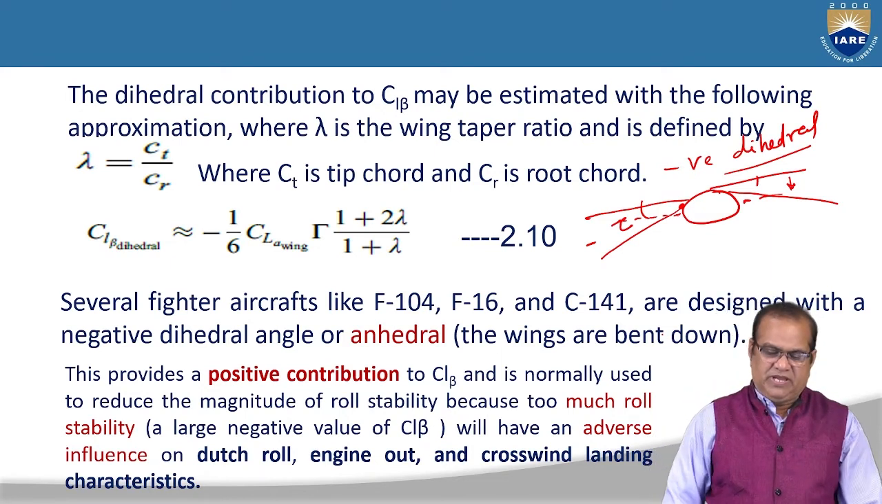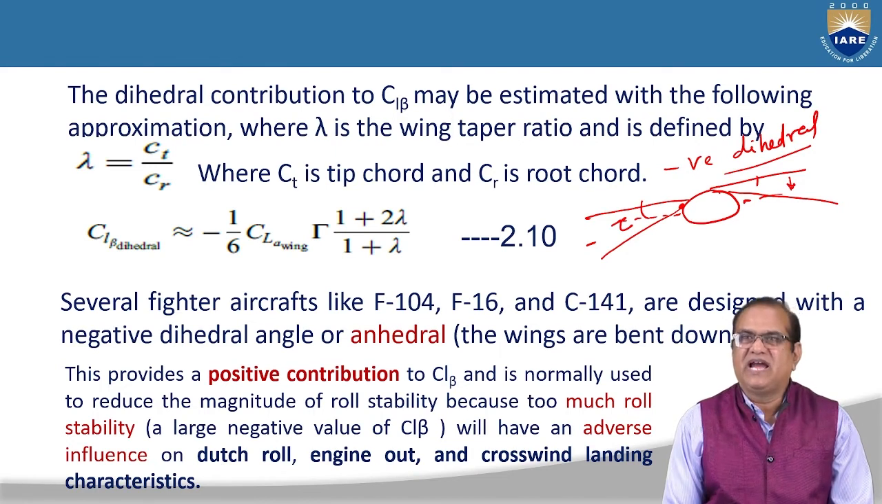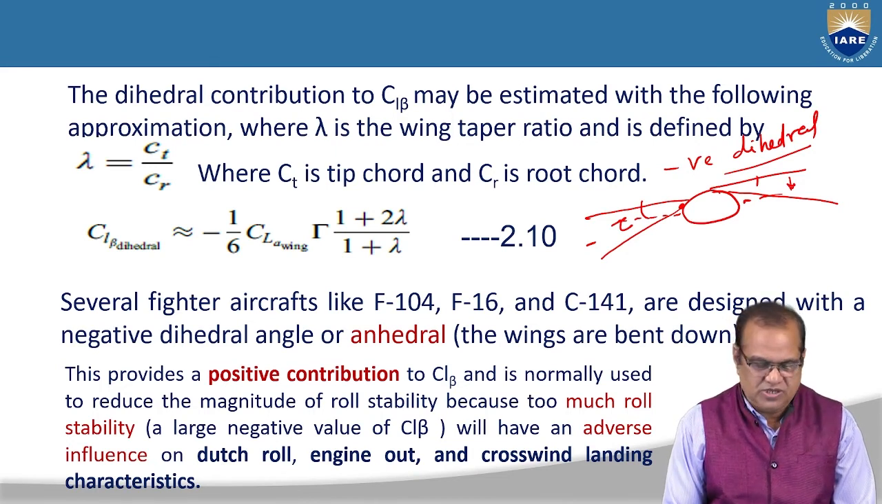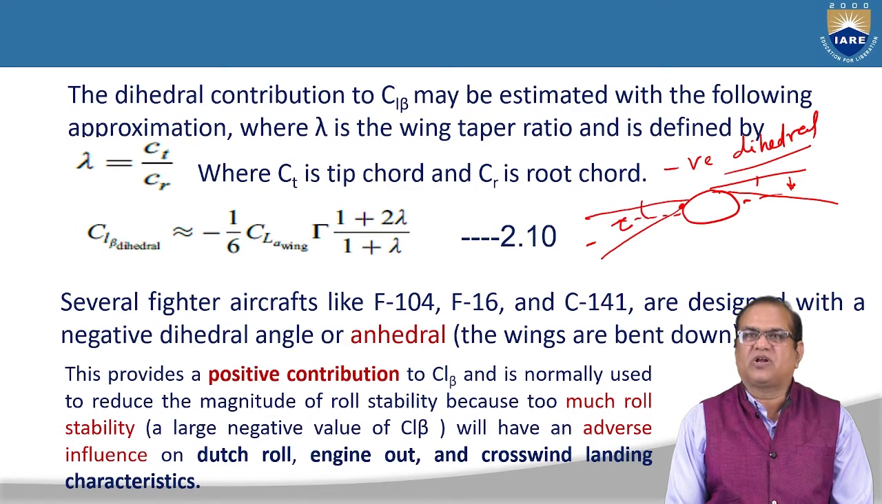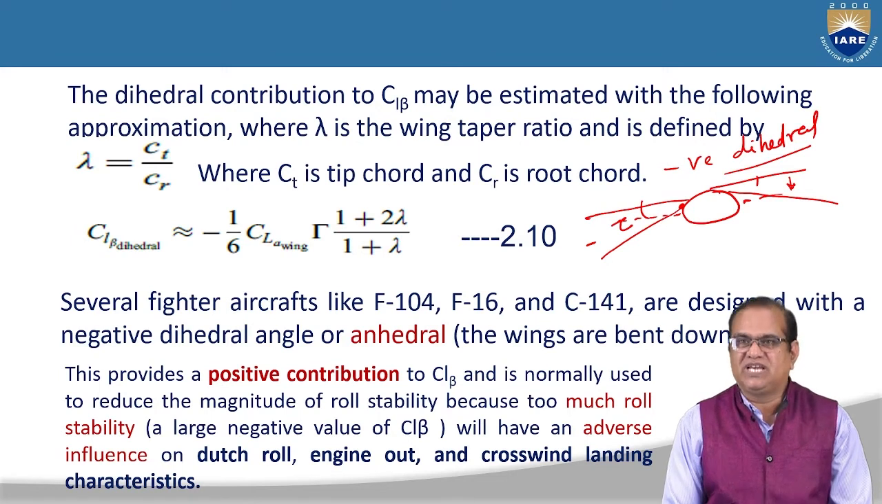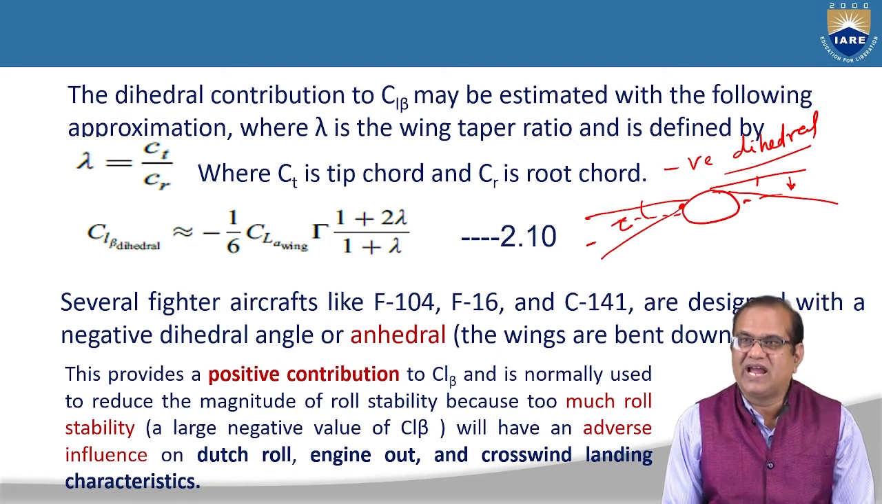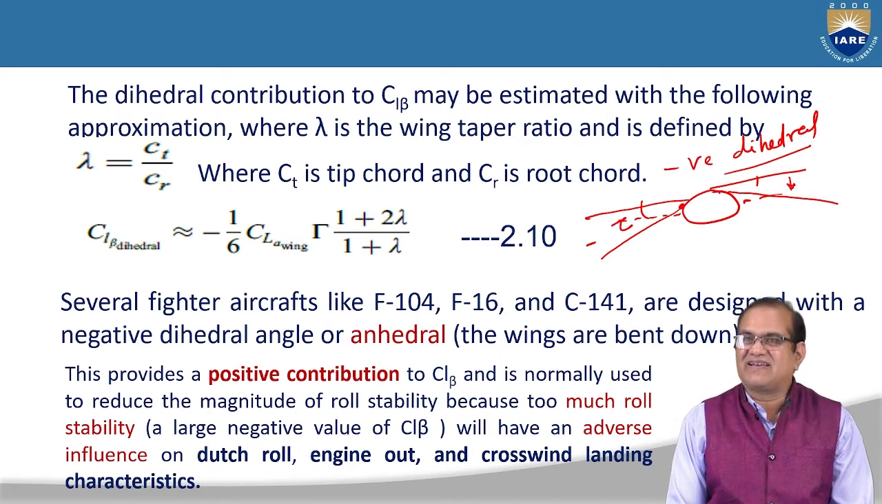So this provides a positive contribution to CL beta and is normally used to reduce the magnitude of the roll stability, because too much roll stability, a large negative value of CL beta, will have an adverse influence on Dutch roll, engine out and crosswind landing characteristics.